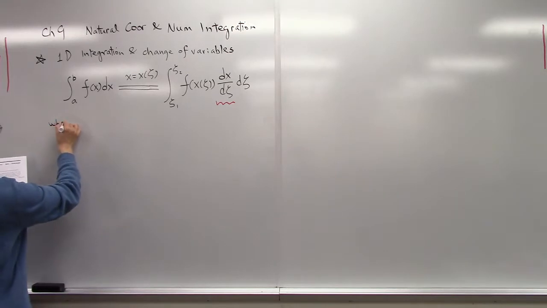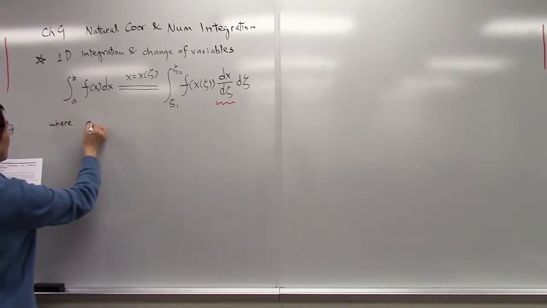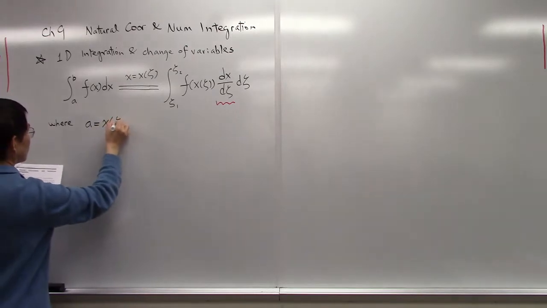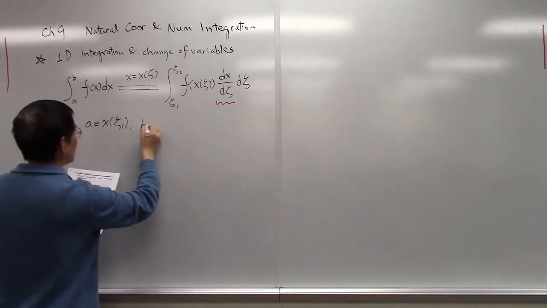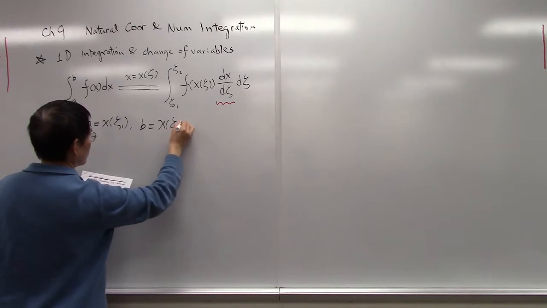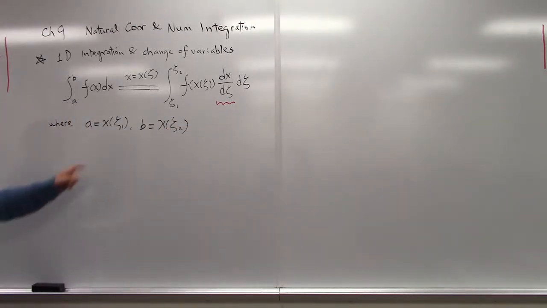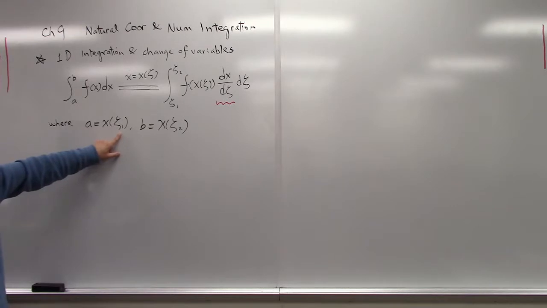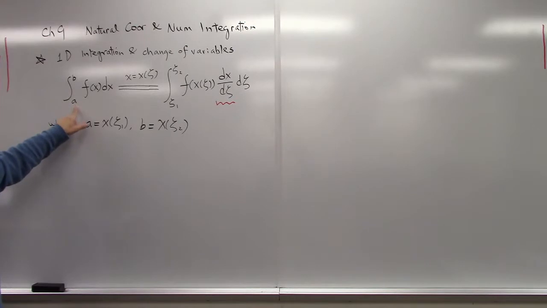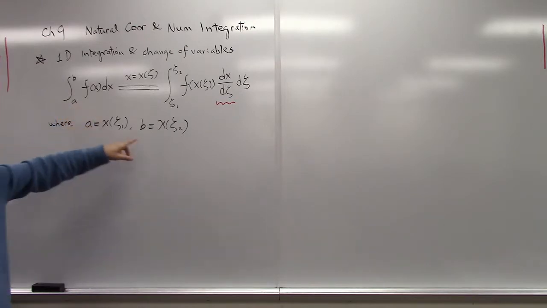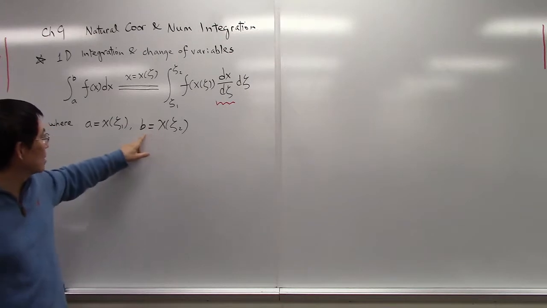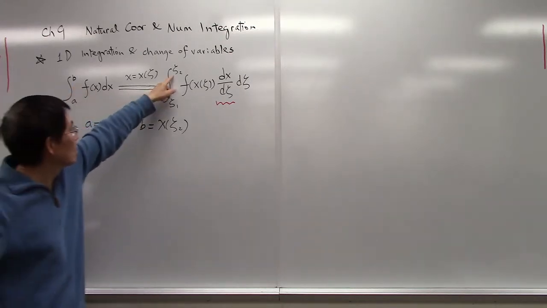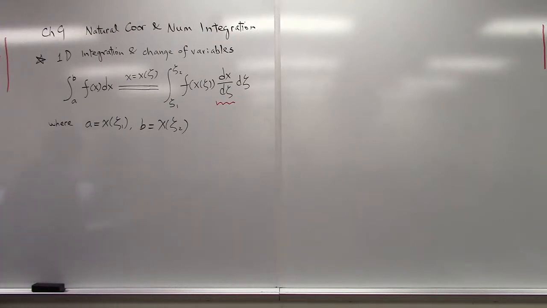Where a is equal to x of theta 1, and b is equal to x of theta 2. That means when the new variable is at theta 1, x is at the original lower limit, and when theta is at theta 2, x is at the original upper limit. So these are the corresponding positions of the integration. I believe you've learned that in the calculus course.